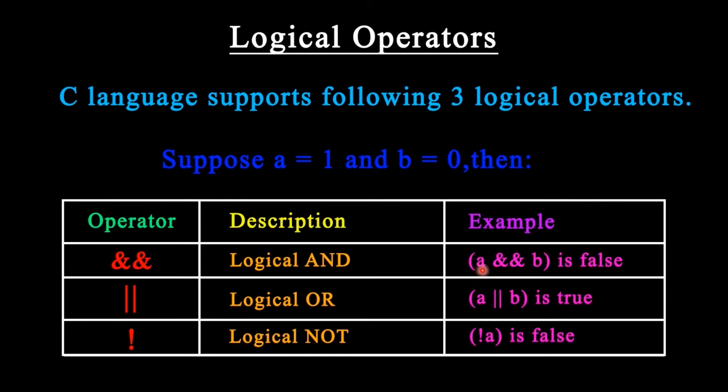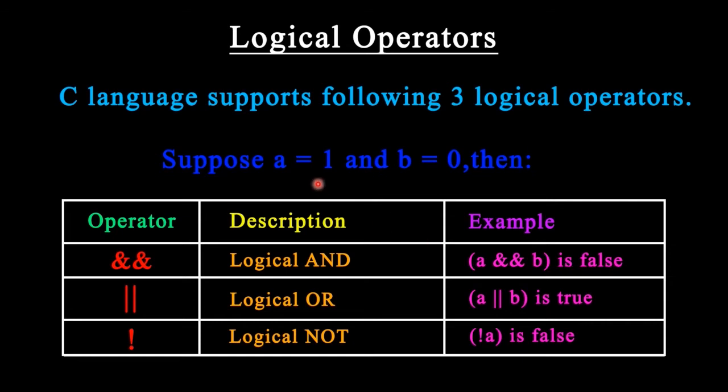Because the value of A is 1 and the value of B is 0. Logical AND means both the values should be true, otherwise it will give us false. So since here the value of A is 1 and the value of B is 0, that is why the value is false. Now suppose the value of B becomes 1, then this value will change to true, because now A is 1 and B is also 1.